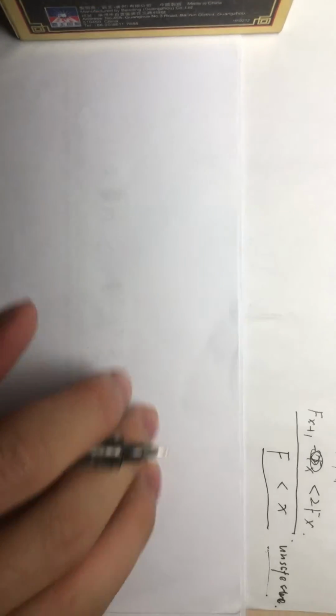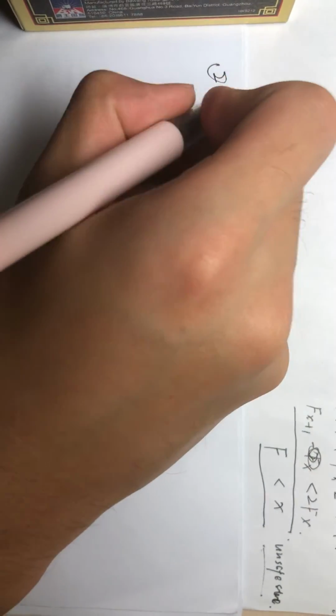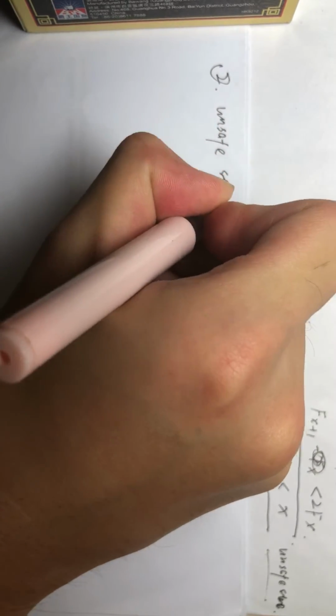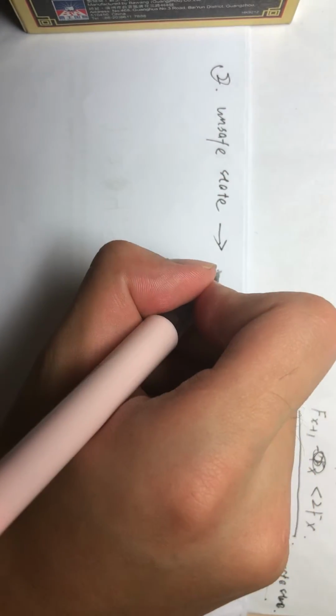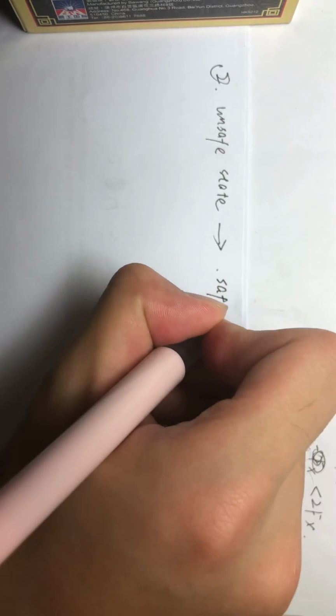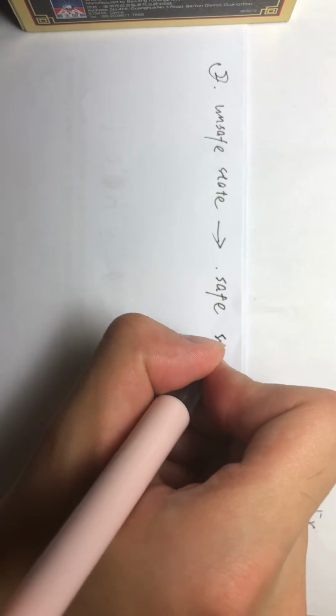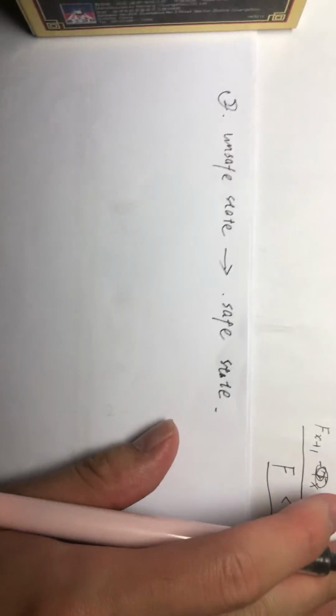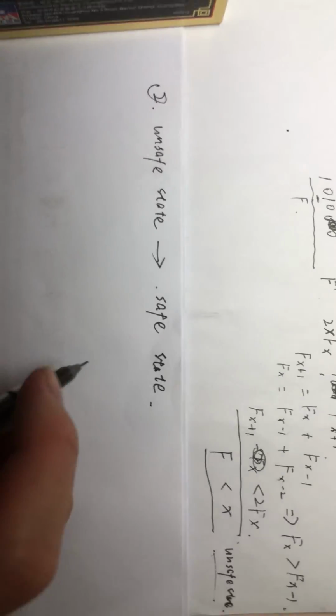Second one. Second, we need to prove that from an unsafe state, through our winning strategy, we can make it safe. So just as the principle we lastly improve.